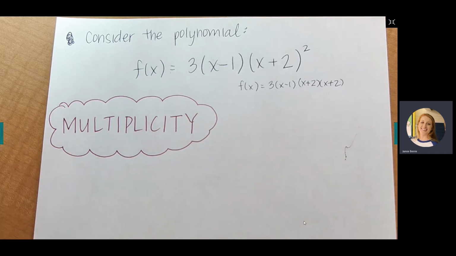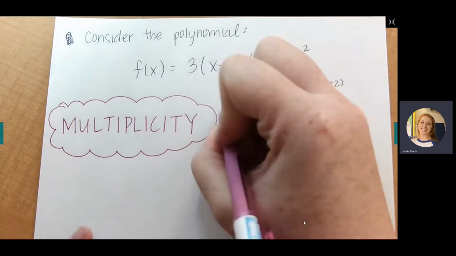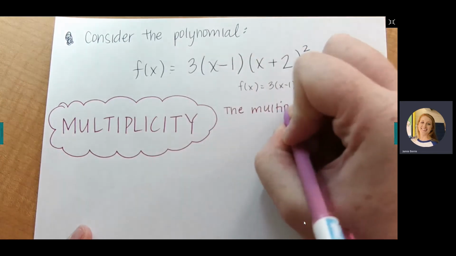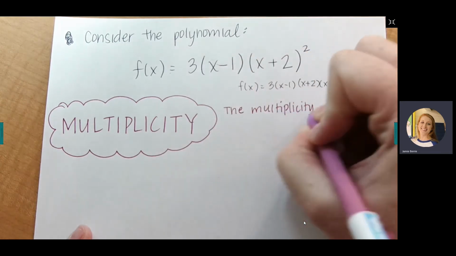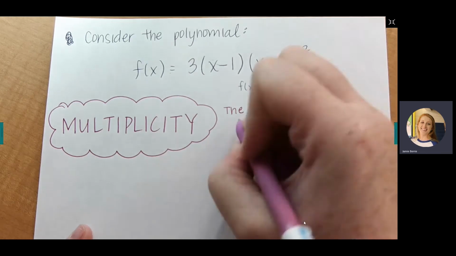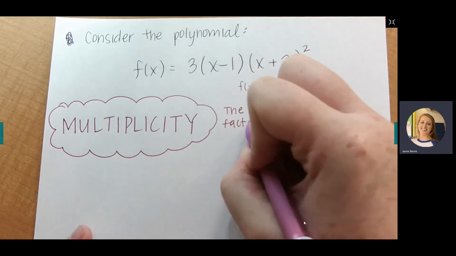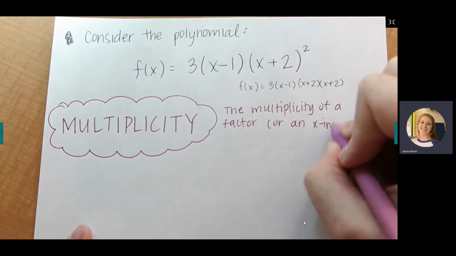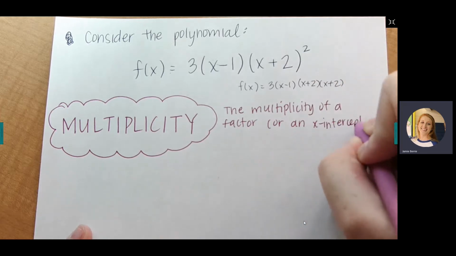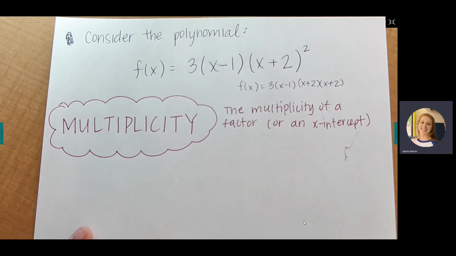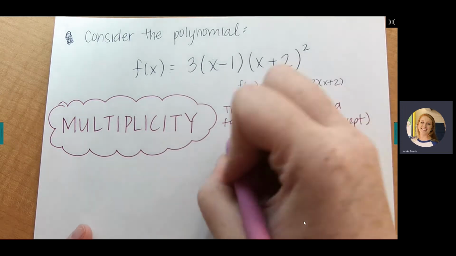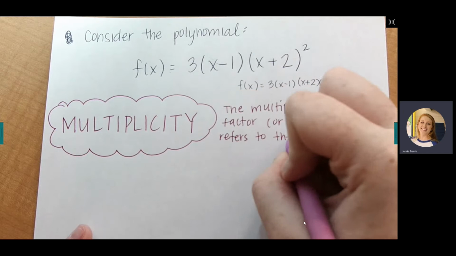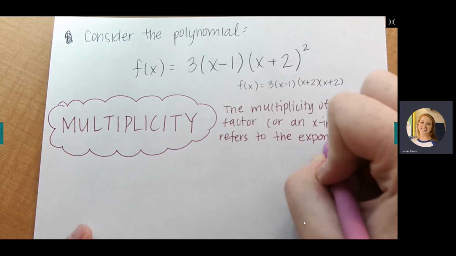Multiplicity. The multiplicity of a factor or an x-intercept just refers to the exponent on that factor.